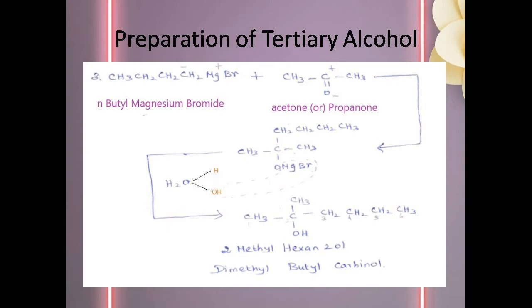Afterward water is added. Water is split into H and OH. The OH always goes to MgBr, so that we get the product like this. Here I mentioned the numbers 1 2 3 4 5 6. In the second carbon we have OH and one more CH3, so 2-methyl and hexan-2-ol.